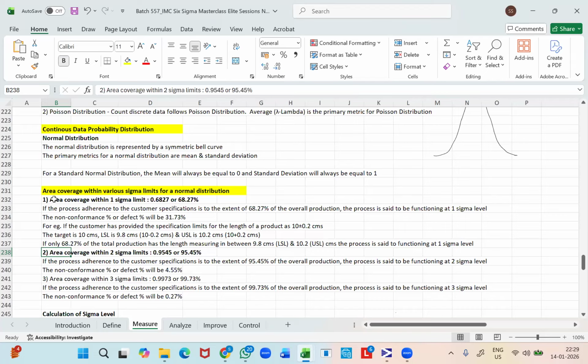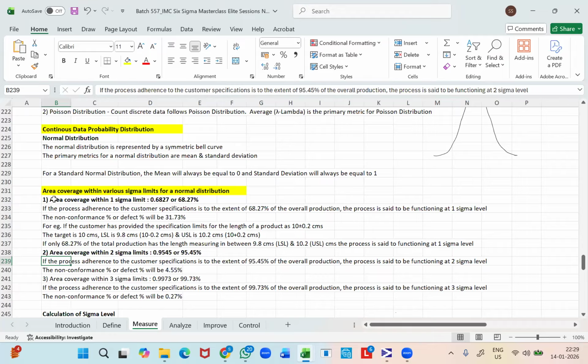Similarly, area coverage within 2 sigma limits is 0.9545 or 95.45%. So if the process adherence to the customer specification is to the extent of 95.45% of the overall production, then the process is said to be functioning at 2 sigma level.